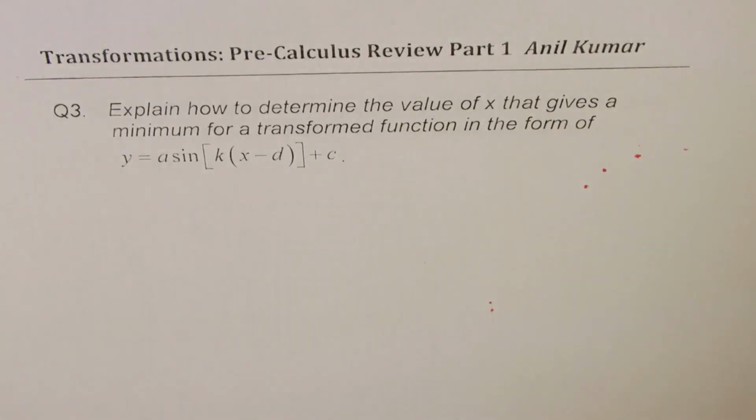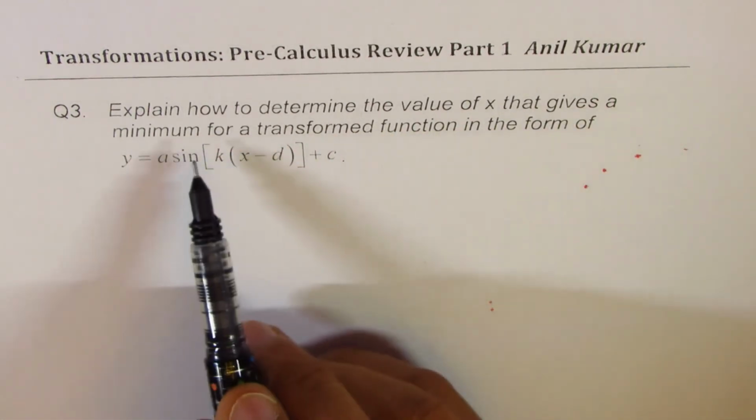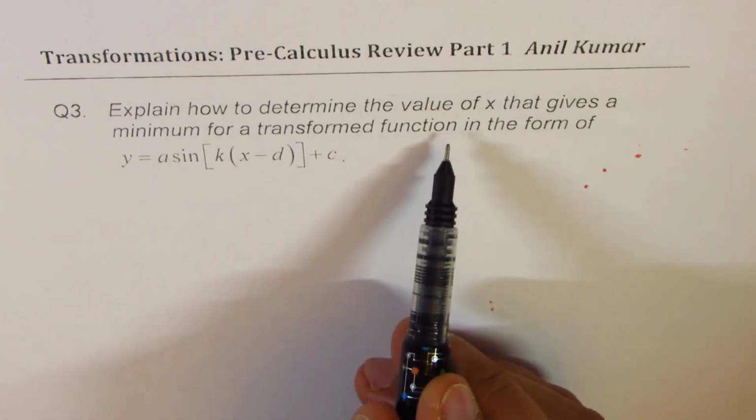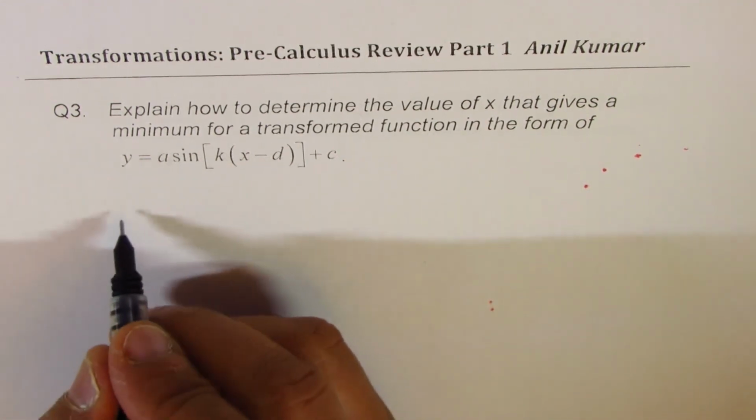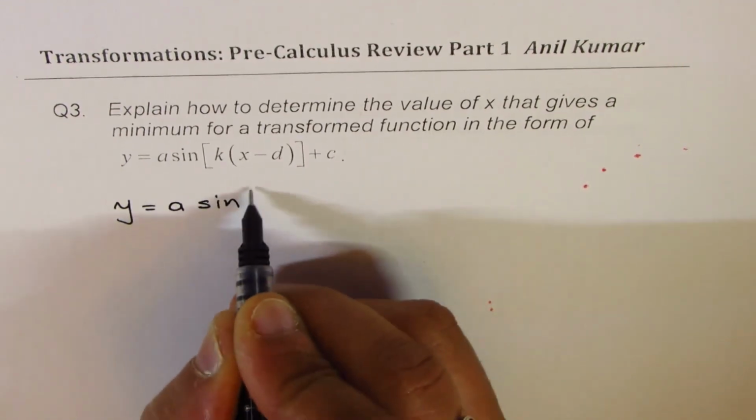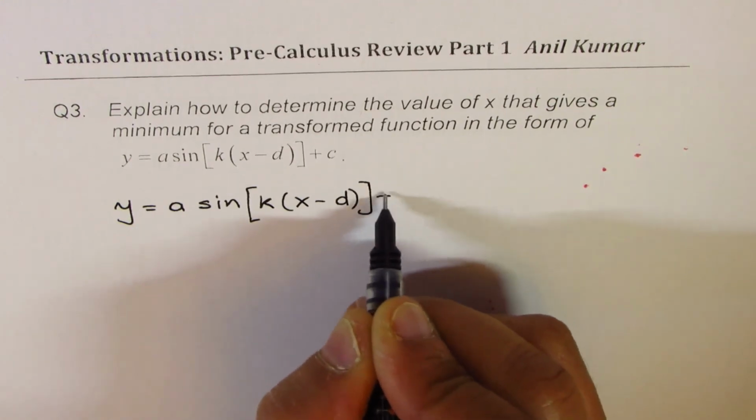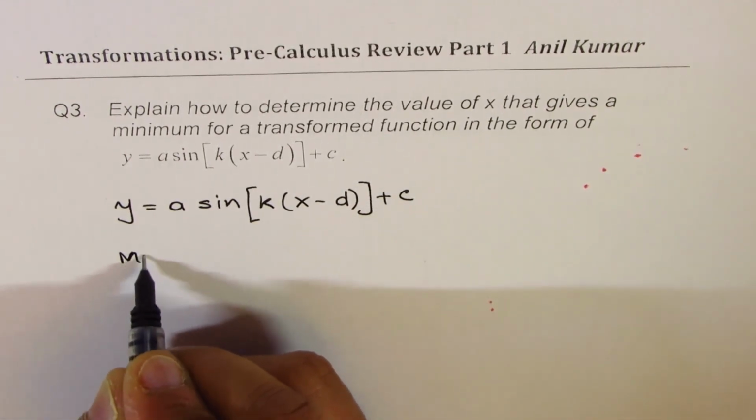Let's take up the next example, which is: explain how to determine the value of x that gives the minimum for a transformed function in the form of, so we are given function y equals a sine k(x minus d) plus c. We want to find the minimum.